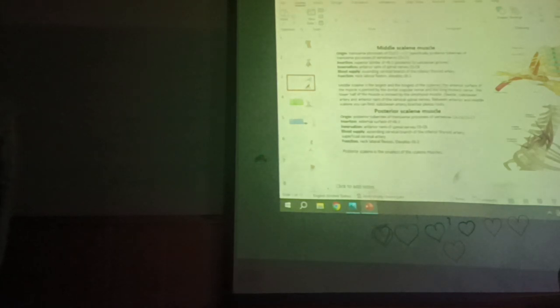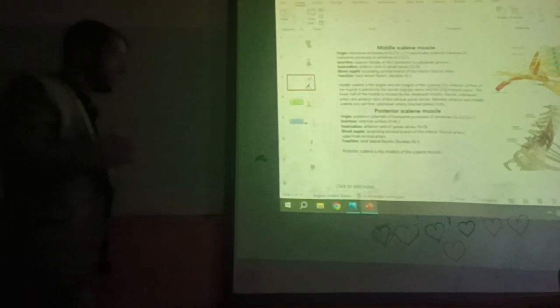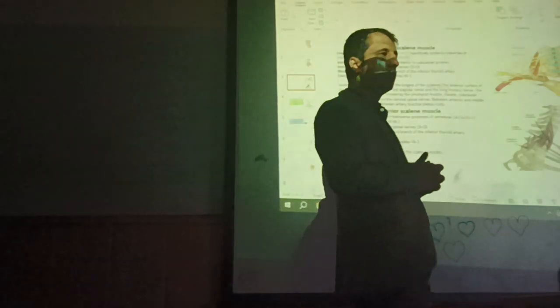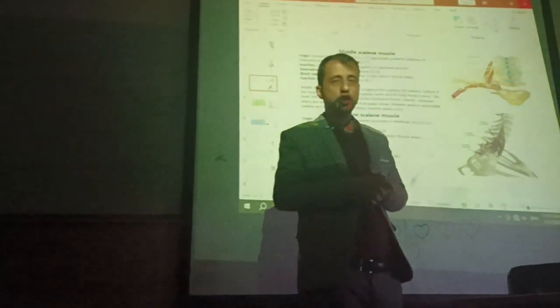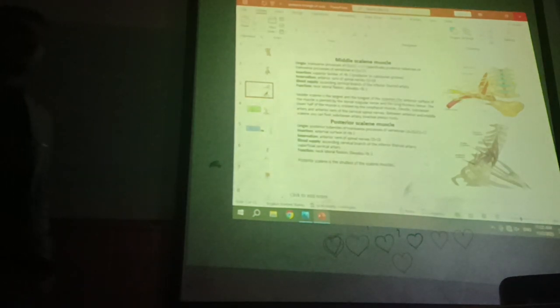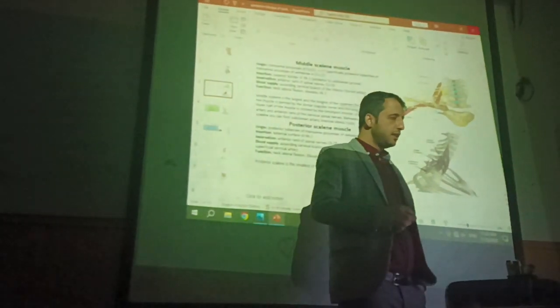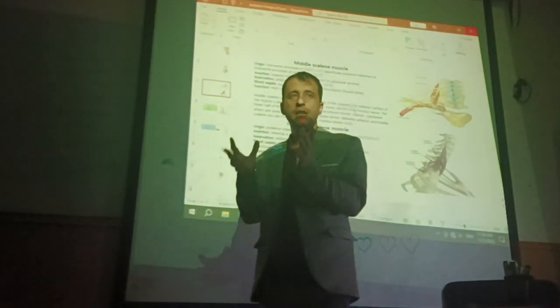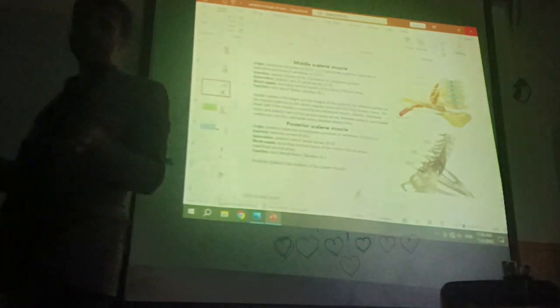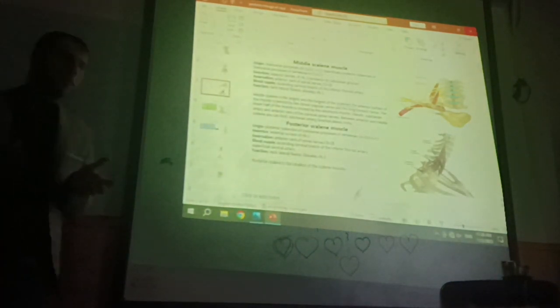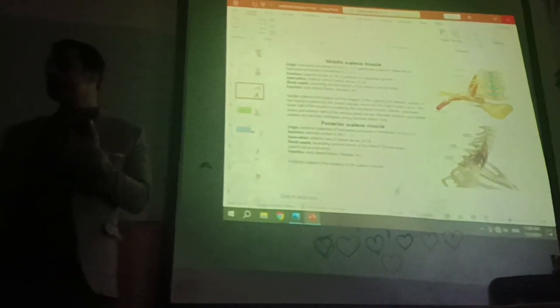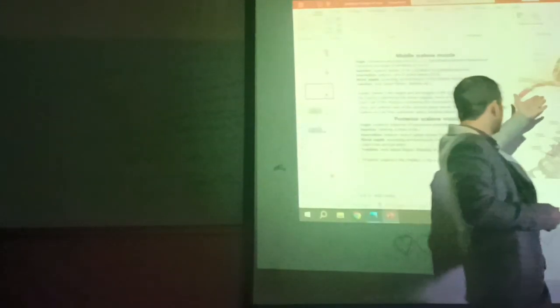The posterior scalene and anterior scalene. Innervation of the posterior scalene is also from C6 to C8. These two muscles, anterior and middle, are very important because an important structure is located between the anterior and posterior. See here.